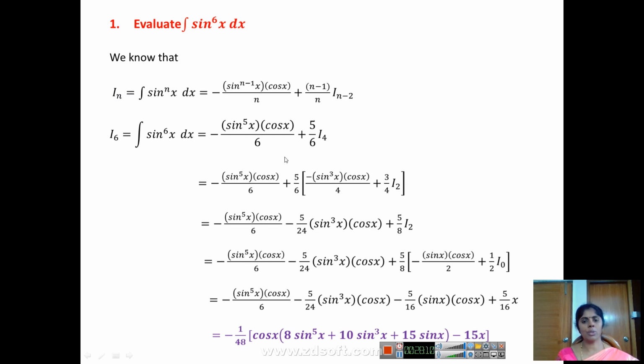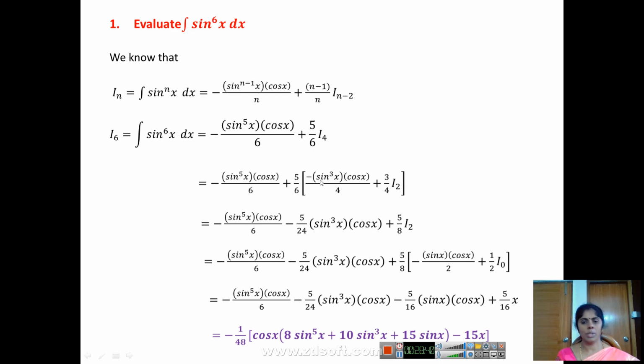So that again I'll get here minus sin to the power 4 minus 1, that is 3, of x into cos x, whole divided by 4, since n is 4 here, plus 4 minus 1 is 3 divided by 4, that is n, into I2. Again, just this particular first term we can keep as it is, and the second term we can multiply with this complete term.